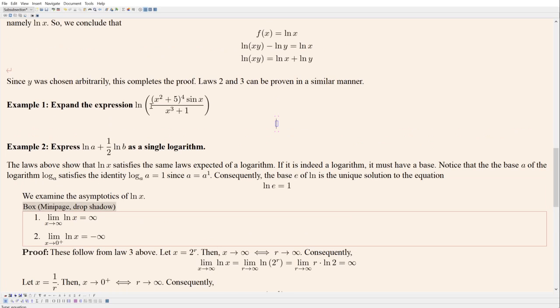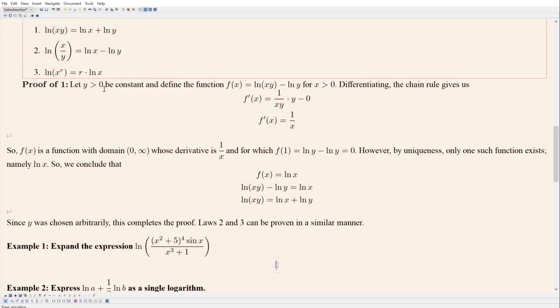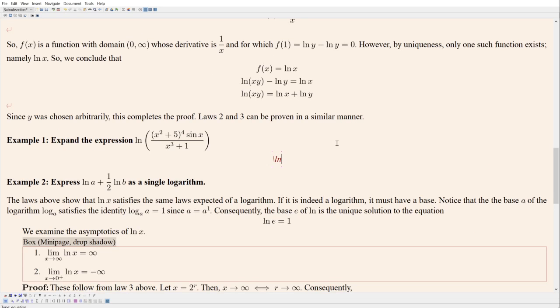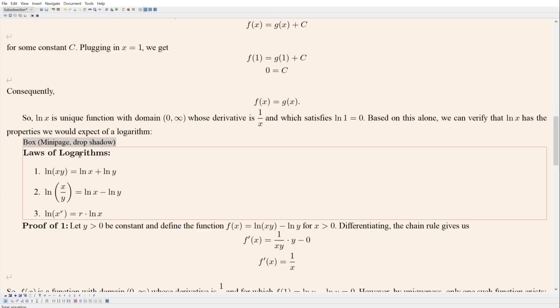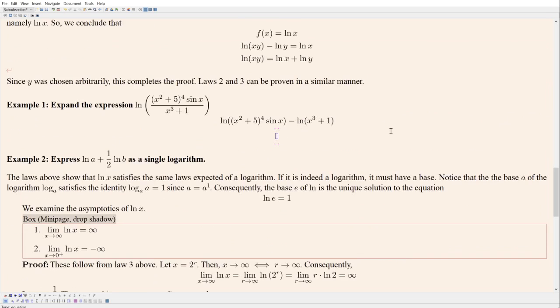So let's see. We have a division, and we know that division turns into subtraction. So the very first thing we can do, for sure, is turn that division into a subtraction. Okay, what else can we do? Well, here we have a multiplication. (x squared plus 5) to the power 4 times sine x. Well, multiplication turns into addition, so we can split that apart as well.